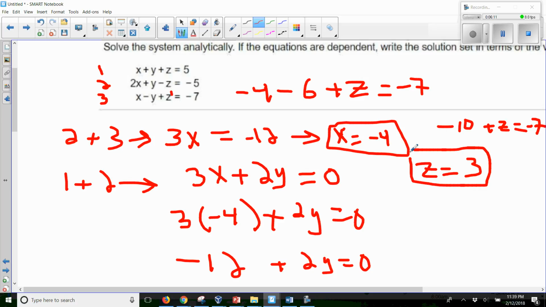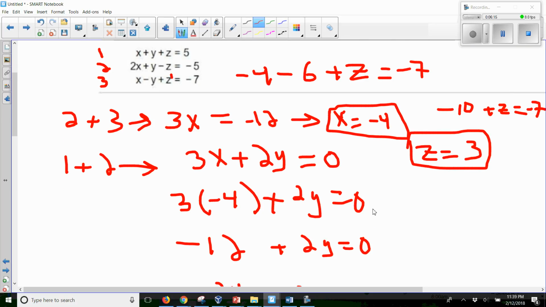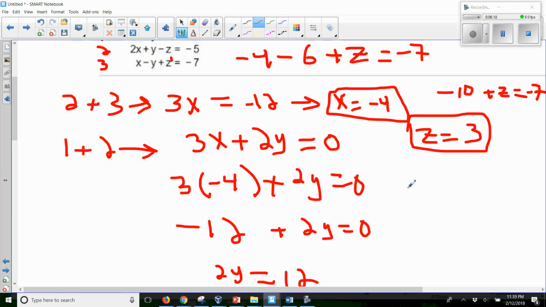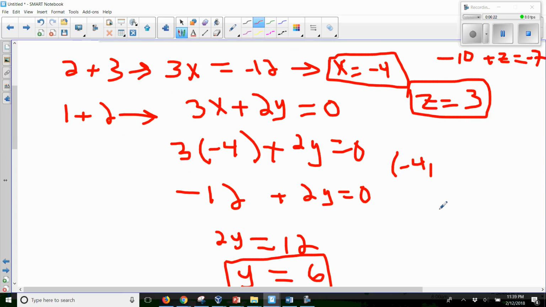Okay, so here I have the solution for all three equations, which would be negative 4, 6, 3.